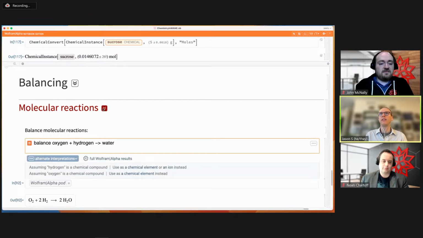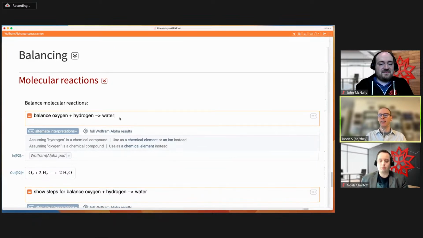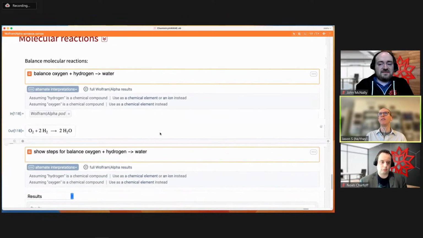If we start with a molecular reaction, here again, in natural language, I just say I want to balance, and you don't need more than that. You could potentially think of, well, I'm going to balance this chemical equation, just do balance. That's all you really need. And then in this case, oxygen plus hydrogen to go to water, one of the classic simple reactions. And what we get back is the balanced reaction. So here we've shown that we've got O2 and 2 of the H2 molecules goes to form 2 water molecules.